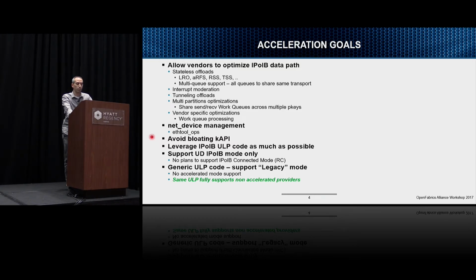And also a very important goal, as I mentioned, is to use the generic ULP code. This ULP will remain upstream, and will use vendor enhancements if they are there. If they are not there, it will revert to the legacy path of sending and receiving all the data path over the kernel verbs. So the same ULP supports non-accelerated providers as well.